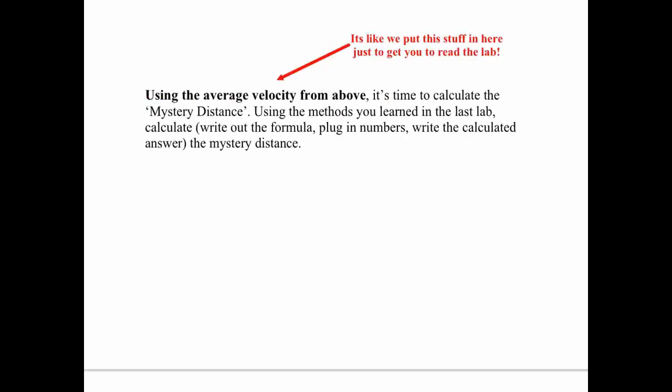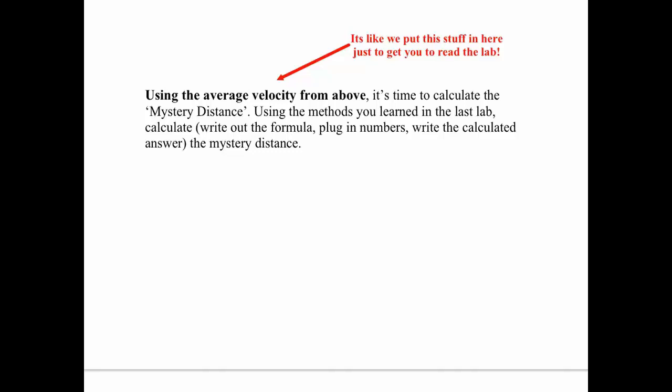Check out the next question, which says, using the average velocity from above. Make sure that we'll be using the average of our two calculated speeds from before to then be able to plug in for just one calculation. You could also use both calculated speeds, do two calculations for mystery distance and then average that, but it's just one extra step.